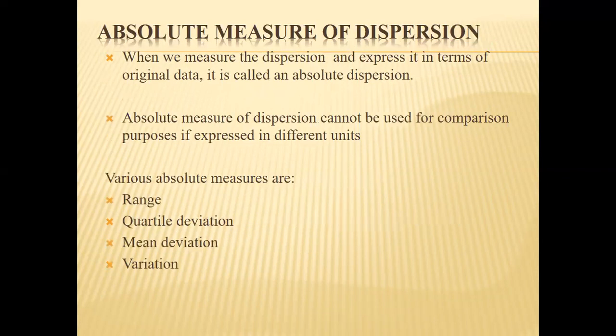The absolute measure of dispersion: when we measure the dispersion and express it in terms of the original data, it is called an absolute dispersion. Absolute measures of dispersion cannot be used for comparison purposes if expressed in different units. Various absolute measures are range, quartile deviation, mean deviation, and standard deviation.